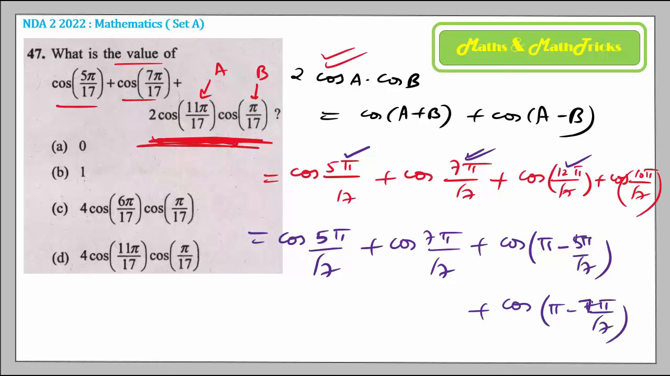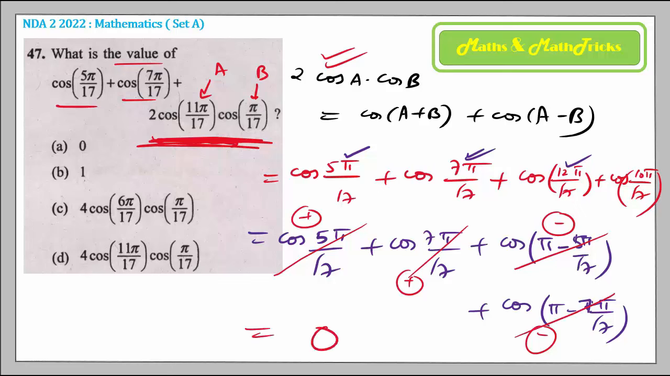And you know that cos of 180 minus theta is minus cos theta. So basically for each positive term there is a corresponding negative term. So all the terms get cancelled, because positive and negative are equal, added and subtracted. So there you have the resultant answer 0, option A.